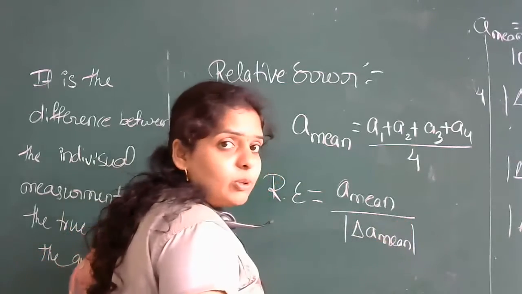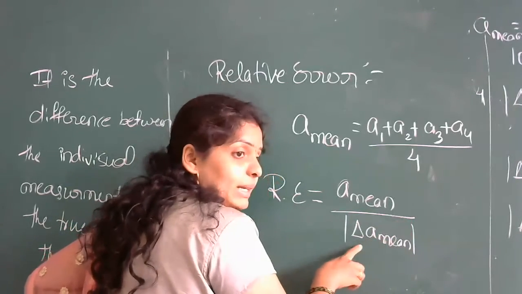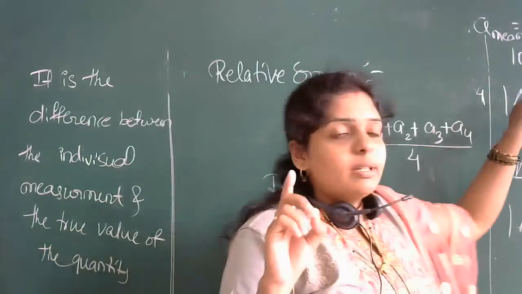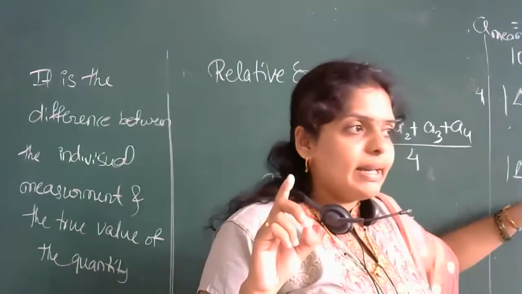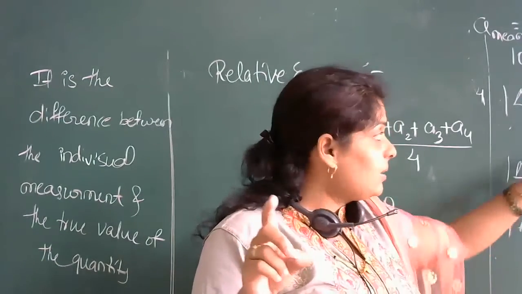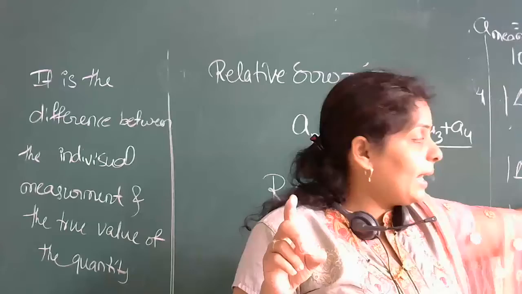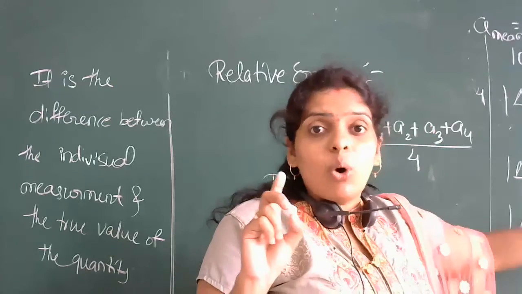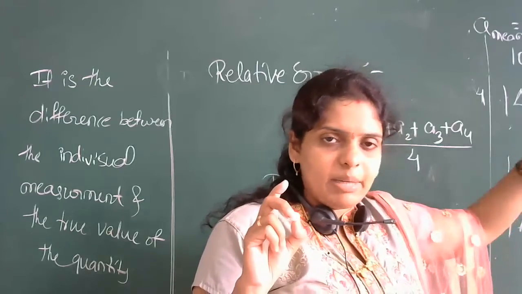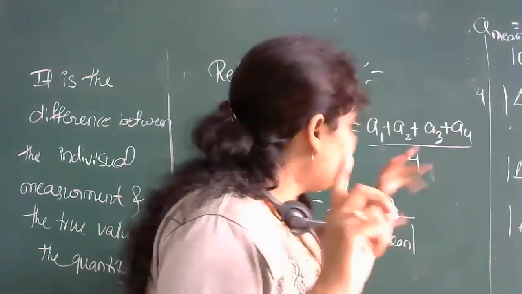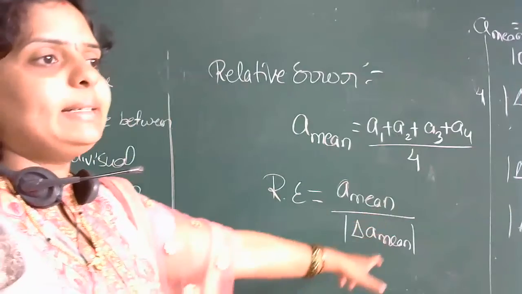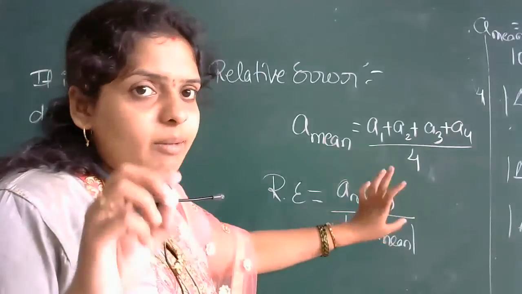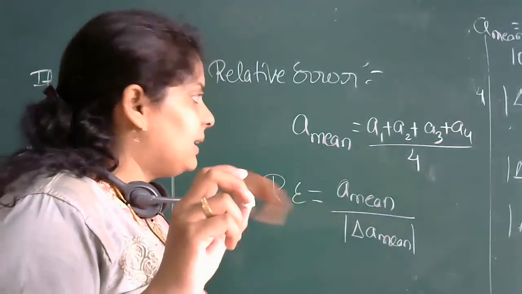What does this mean? Delta A mean means whatever your delta A1, delta A2, delta A3 are, see how much each answer came: 10, 0, 10. You are taking the mean of this result. That will give you the modulus of delta A mean. Is it clear to everyone how to calculate relative error?